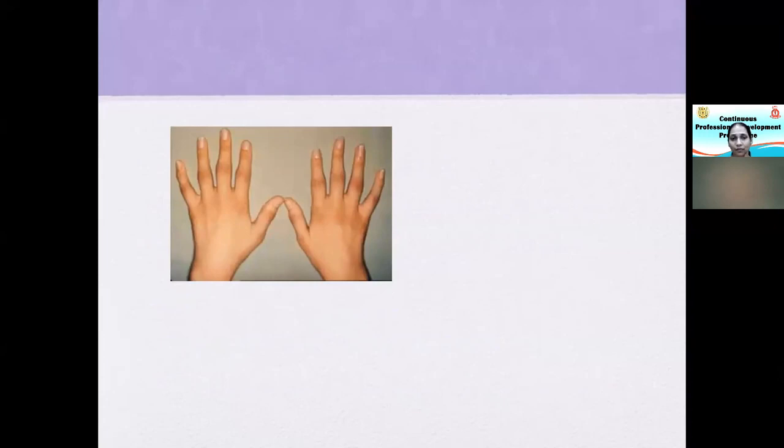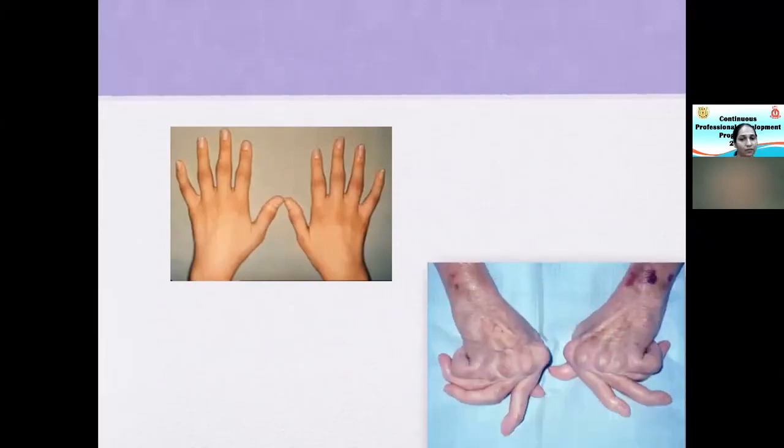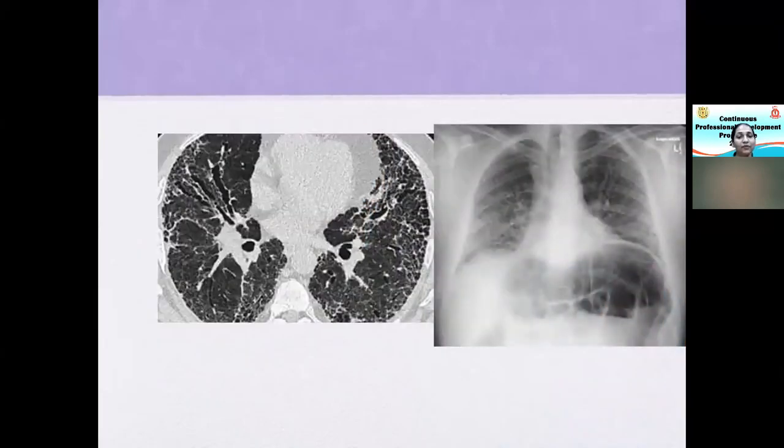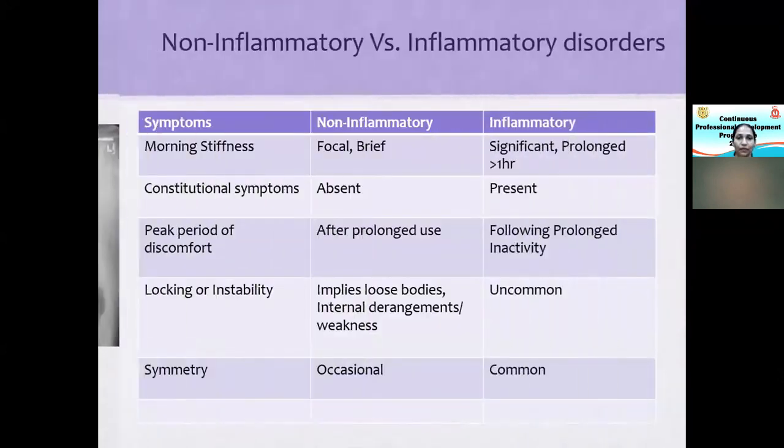So, why we want to identify them early is because we want to prevent them going into the chronic destructive latter stages. We want to prevent the systemic complications like this. So let us see how we can differentiate a person who is coming with arthritis, whether this is an inflammatory or a non-inflammatory disorder. What are the features that could distinguish?